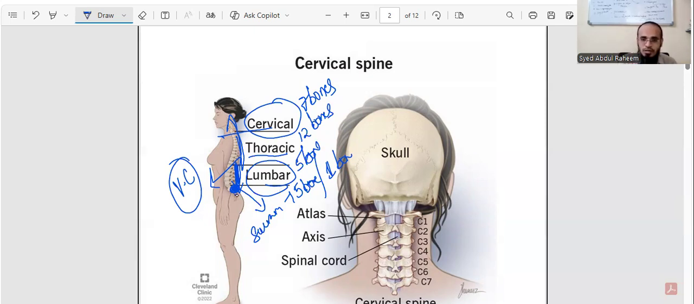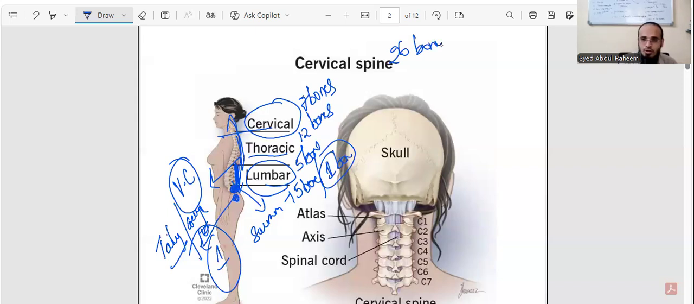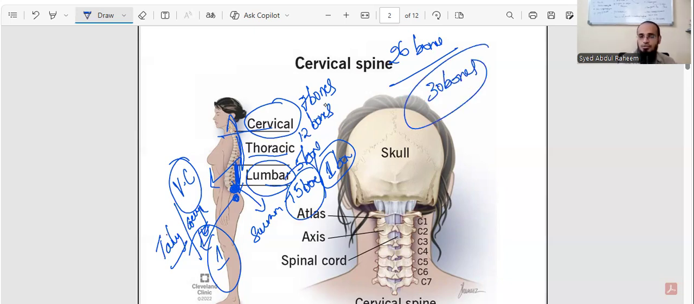The end bone is called the tailbone, or coccyx bone, which is one bone. So in total, 12 plus 7 is 19, plus 5 is 24. If we count the sacrum as one bone, it is 25, and with the coccyx, 26. Either you call it 26 bones of the vertebral column, or if you count the five sacral bones separately, it becomes 30 bones.